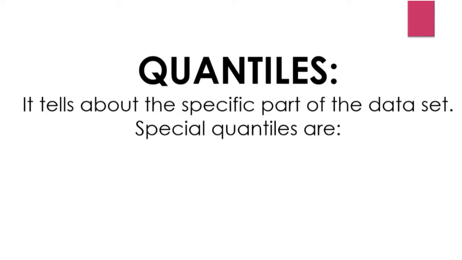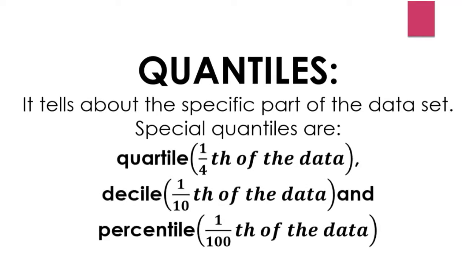Students, our today's topic is quantiles for ungrouped data. What is a quantile? Basically, it tells us about a particular part of the data set. There are some special quantiles like quartile, decile and percentile, which divide the data into four, ten and hundred equal parts. If you remember, the median divides the data into two equal parts and represents the central value. Same as that, quartiles divide the data into four equal parts, deciles divide the data into 10 equal parts and percentiles divide the data into 100 equal parts.